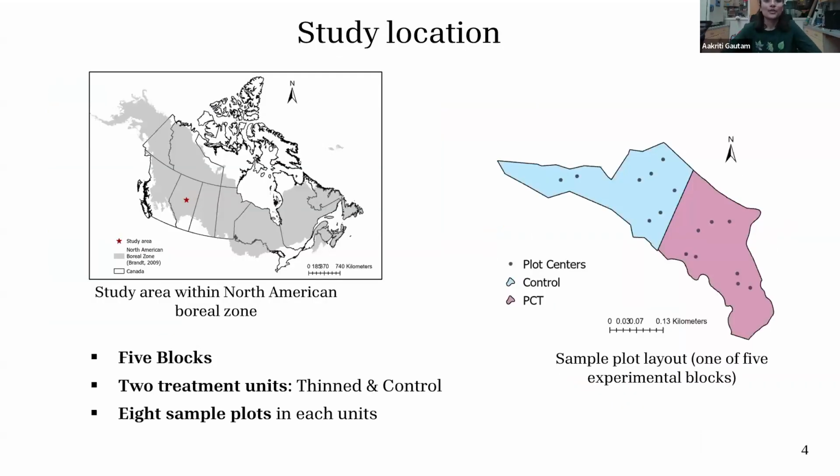And our site was located in the central sub-region of Alberta, and we had 5 study blocks. Each of those blocks was divided into 2 treatment units, as you can see on the map on the right. And within each of those treatment units, we randomly established 8 sample plots. So in total, we had 80 sample plots from where we took the data.